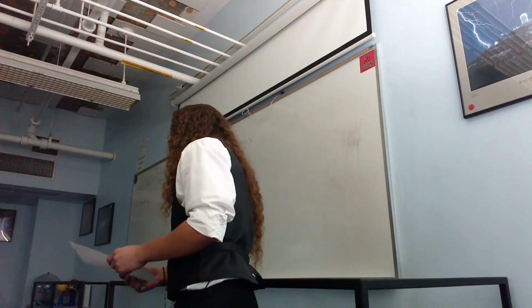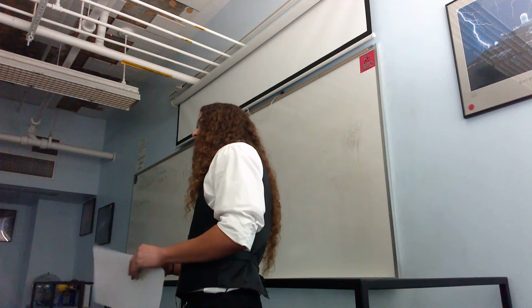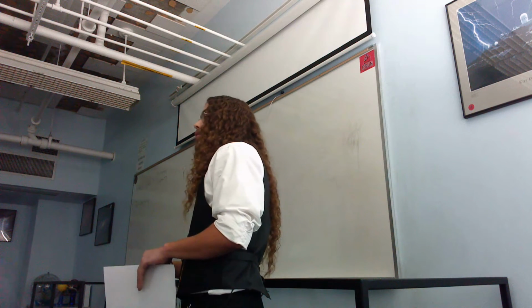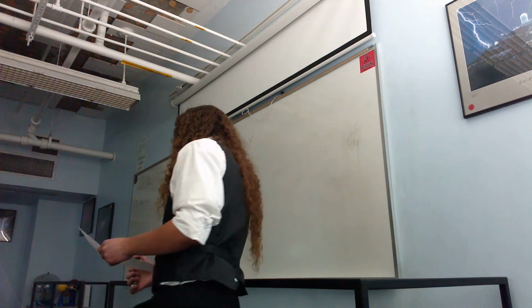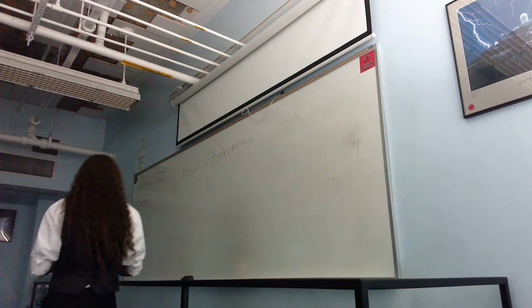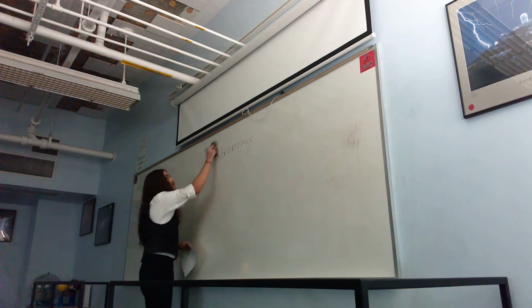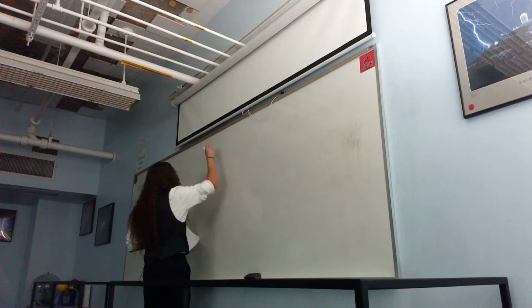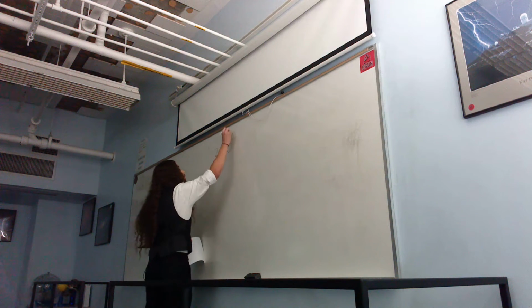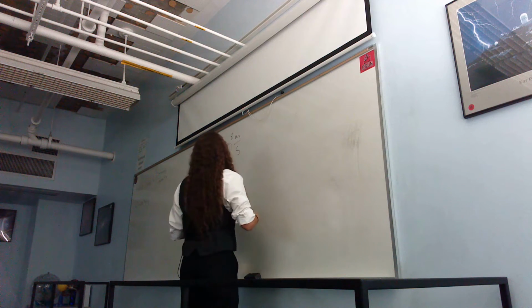Okay, a quick question: how many of you have seen scientific notation? All right, I'll go over it just in case. We know that the speed of light is 3 times 10 to the 8 meters per second. That's our scientific notation.